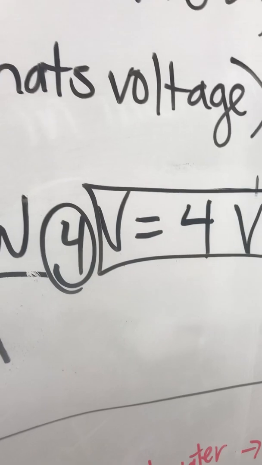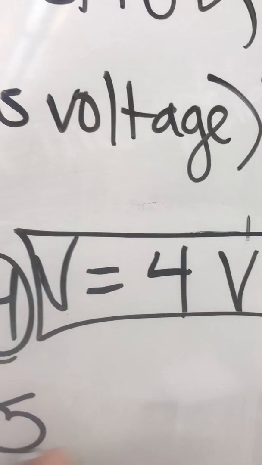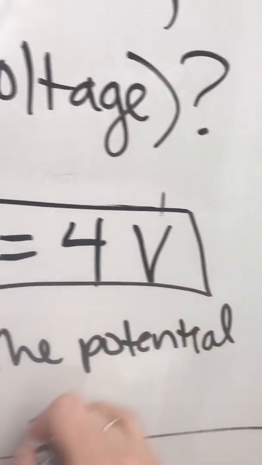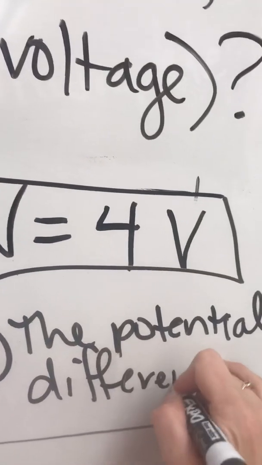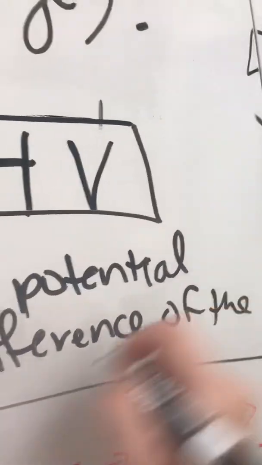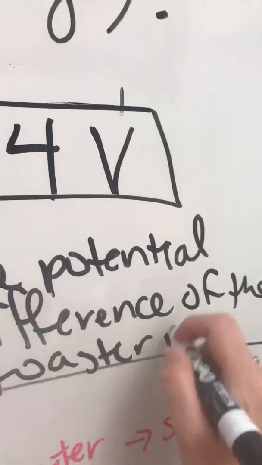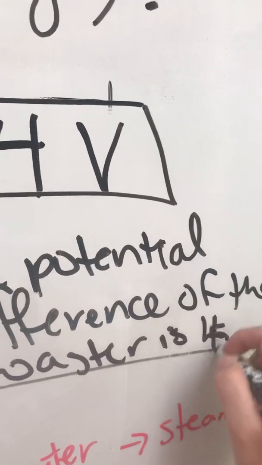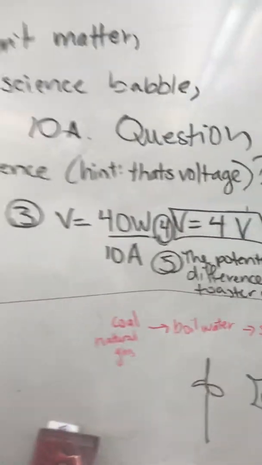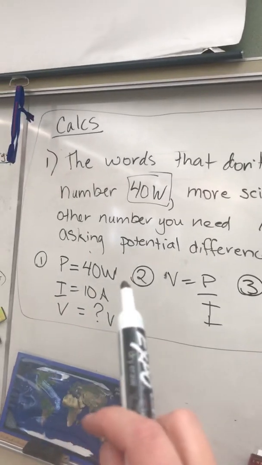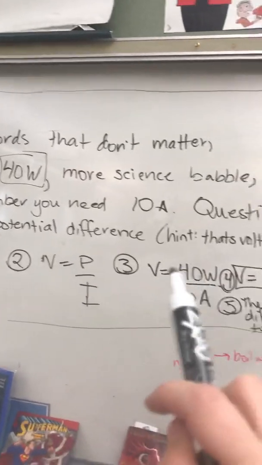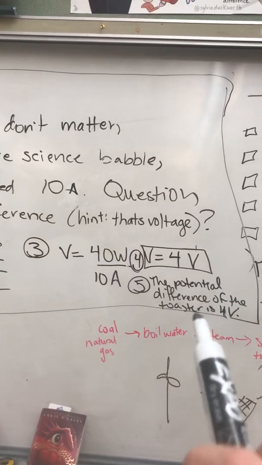So we always have to write a sentence at this point to get full marks. So you say the potential difference, let's say we're talking about a toaster, is 4 volts. So there's our sample question. We did the power as a variable, current, voltage, formula, plug in the numbers, answer in a box, sentence.